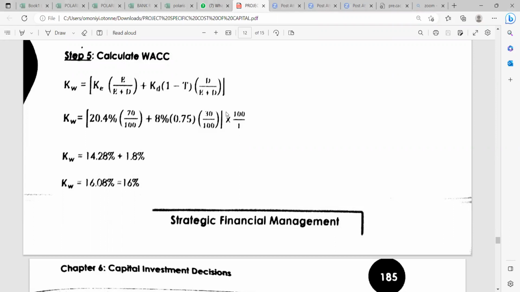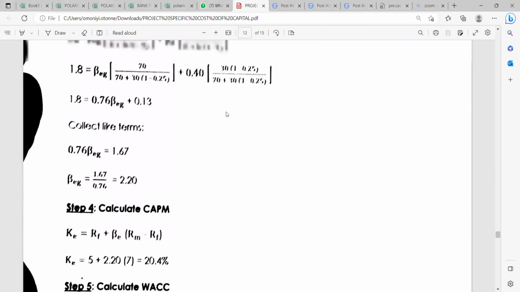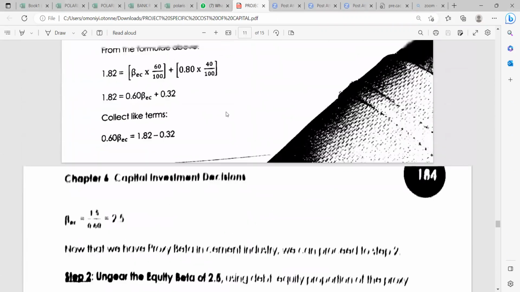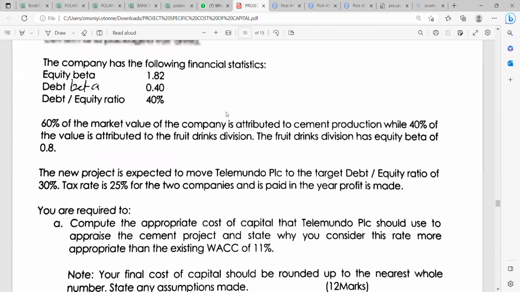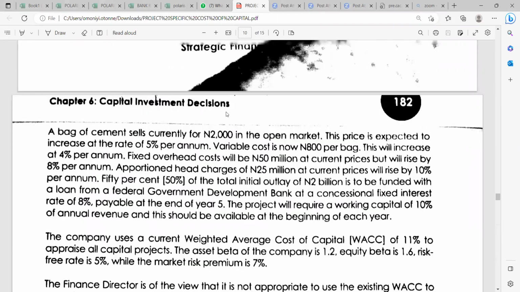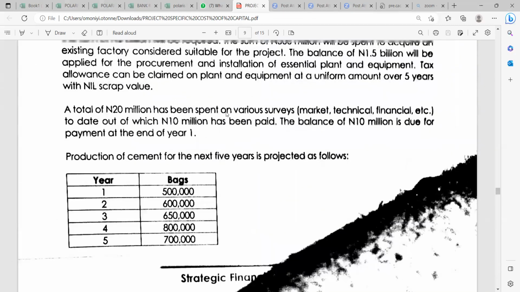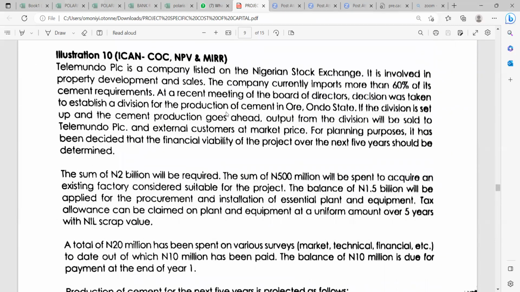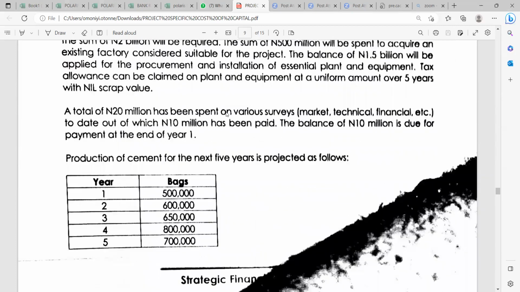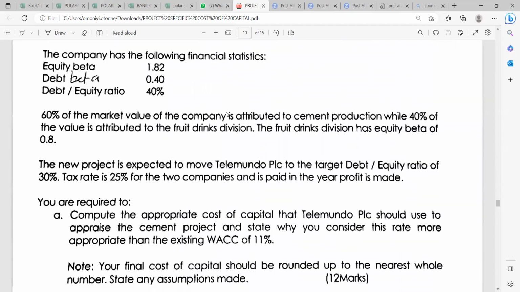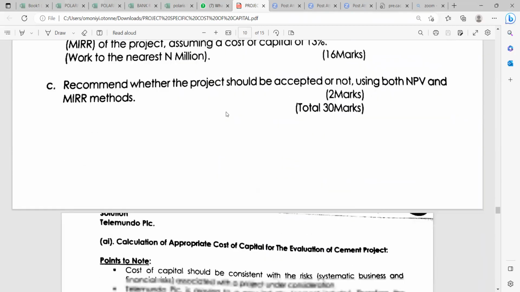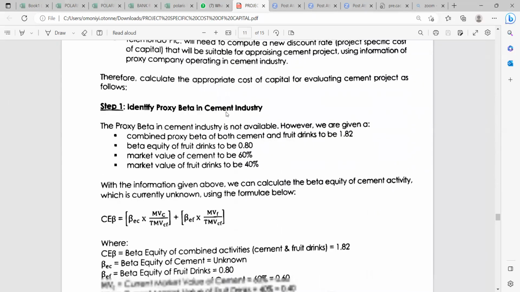can somebody quickly download the May 2022 diet? Let me show you what I'm telling you. Can somebody just download the May 22 diet and put it in the group chat? Let's quickly open to question number one, the compulsory question. You'll see that it is this same pattern of question, where they were not able to identify the proxy beta of the proxy company that ICAN sets. And they combined it with free cash flow and cash flow statements: free cash flow to equity, free cash flow to firm, and cash flow statement. They combine all of them.